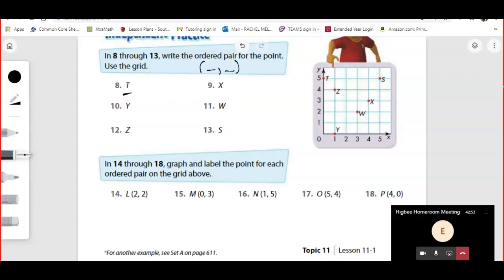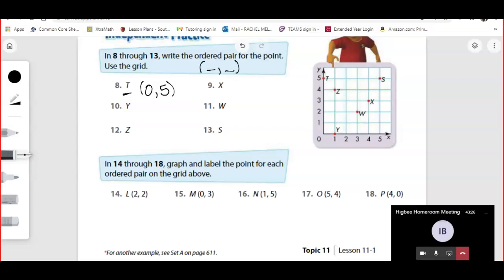Israel, what do you think? I think it's 0, 5. You think it's 0, 5. What do you guys think? Is he correct? Yes. If I start right here, he's saying I'm not moving over at all, but I am moving up 5 units. Is that correct? Very good.